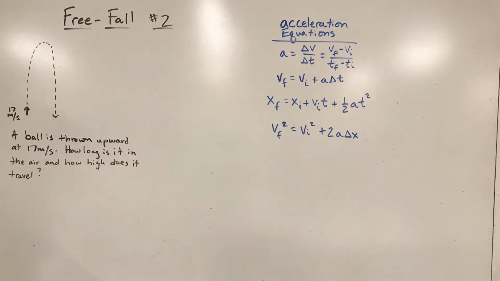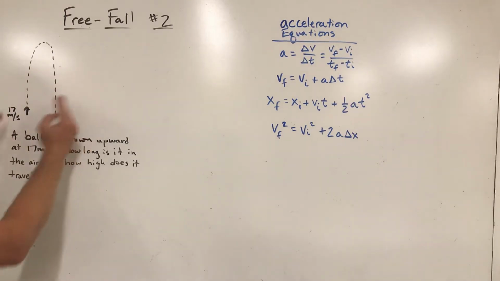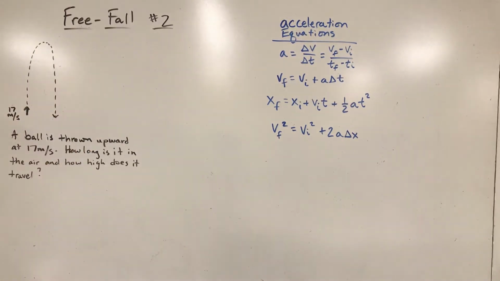And for the sake of making this easier to draw, this is being thrown straight up and it's coming straight back down, but I expanded it a little bit here so that we have room to draw and write things in. But really it's just going straight up and straight down. It's not moving this way and it's not moving this way. So we've got our 17 meters per second that it's being thrown upward with.